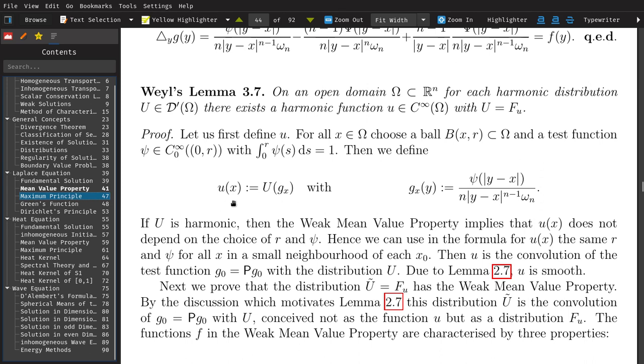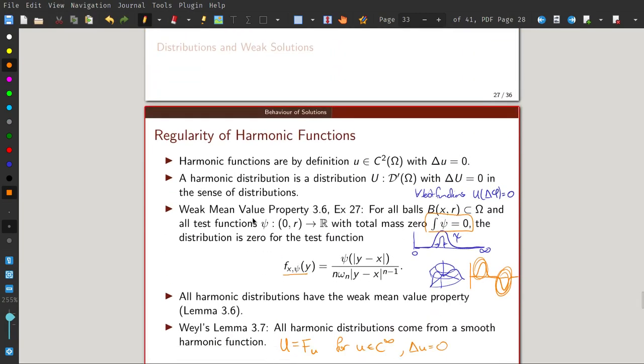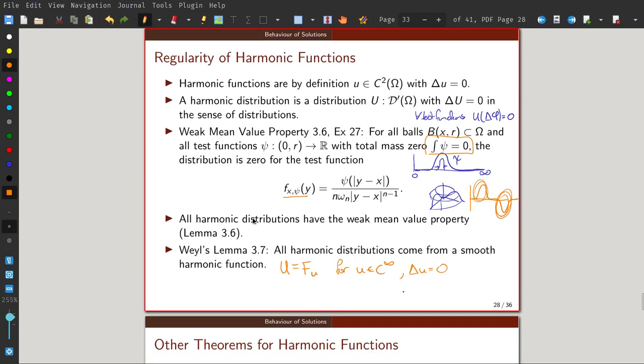So those are the 3 steps. Step 1, define the function little u. Step 2, prove the function little u has the needed property. Step 3, show that the distribution is given by the defined function. All right. So that's the key idea. You, of course, should look through the details using the script and using the lecture videos.